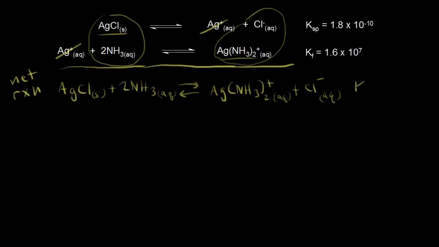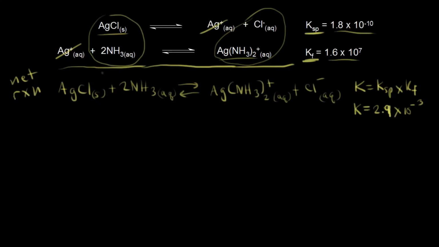If we add those two reactions together, we have a new equilibrium constant, which I will call K. When you add two reactions together, you multiply their equilibrium constants, so K is equal to KSP times KF. That's 1.8 times 10 to the negative 10 times 1.6 times 10 to the 7th. I won't do the calculation here to save time, but you'll get 2.9 times 10 to the negative 3rd.